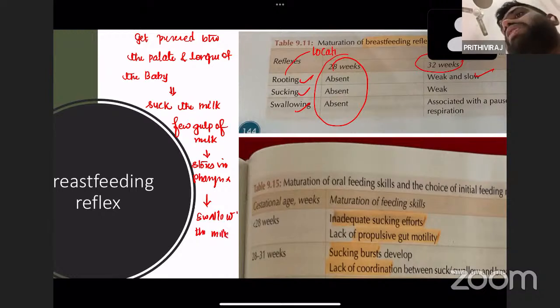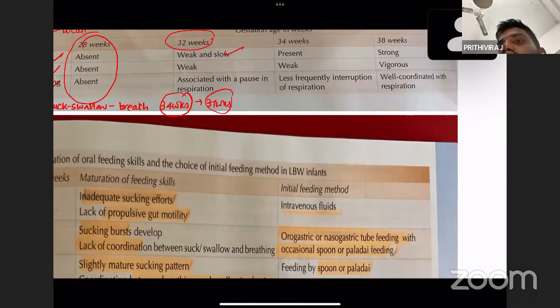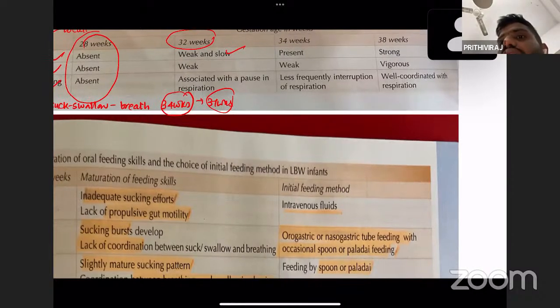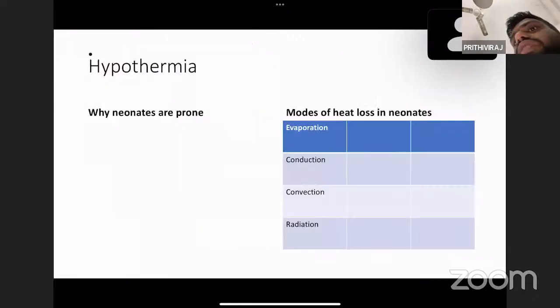Now, this swallowing should be coordinated. Suck, swallow, breathe. This should be coordinated. And this coordination is only seen at the age of 34 weeks. It will start to develop, but it matures by 37 weeks. So this is the thing that is considered in the initial choice of feeding, which I will discuss further. So this is the breastfeeding reflex: rooting, sucking, swallowing.